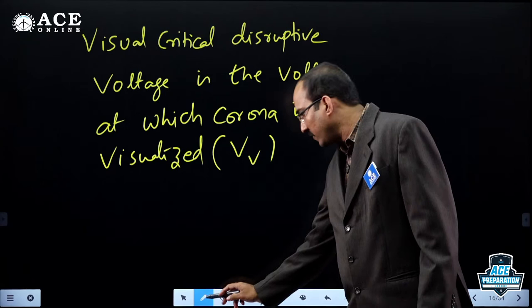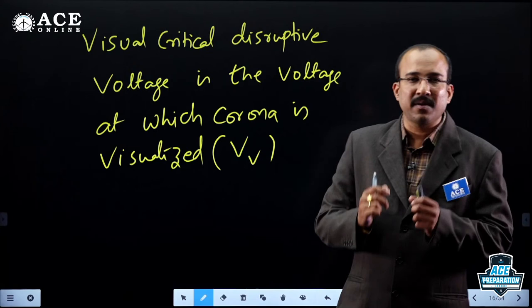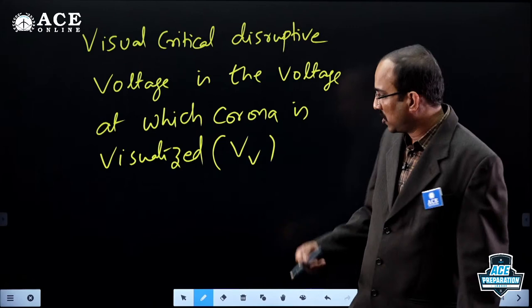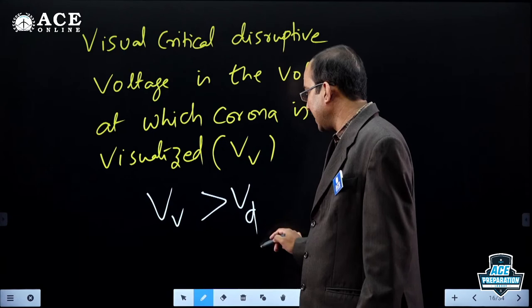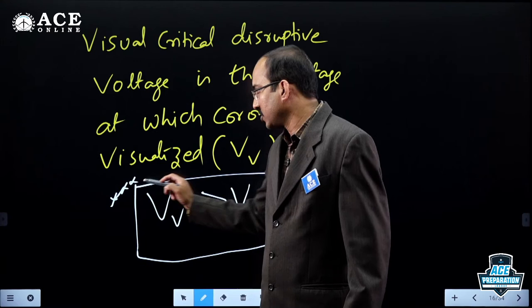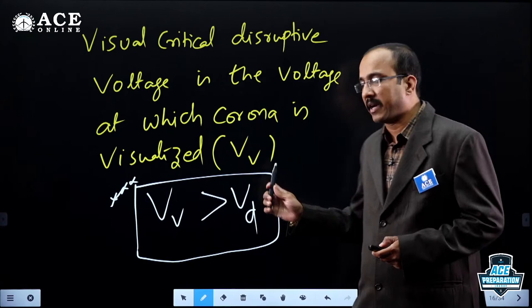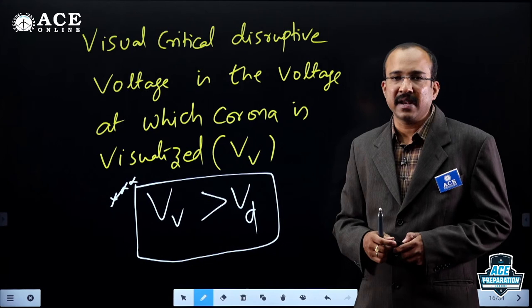Which will be more? You may get an objective type question like this: whether critical disruptive voltage will be more or visual critical disruptive voltage is more. No doubt, visual critical disruptive voltage will be greater than critical disruptive voltage.